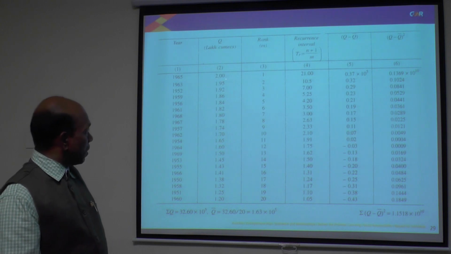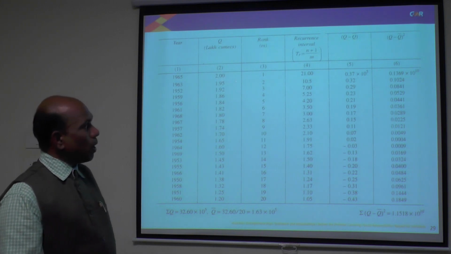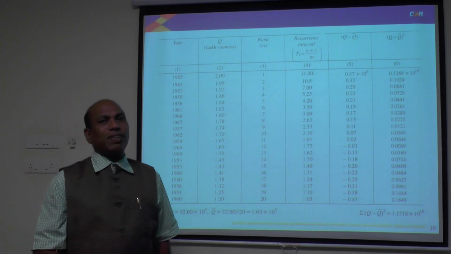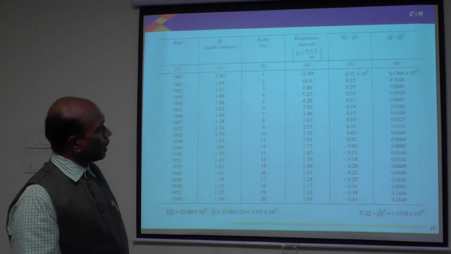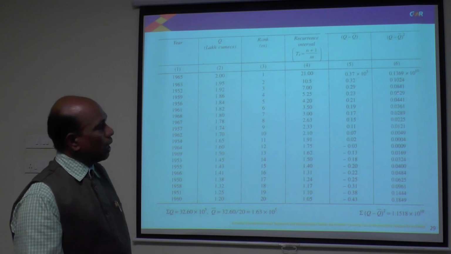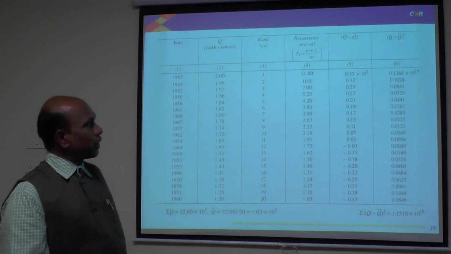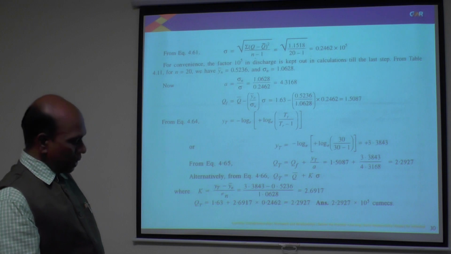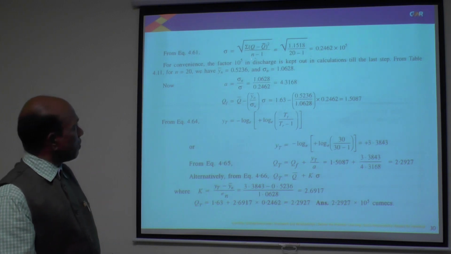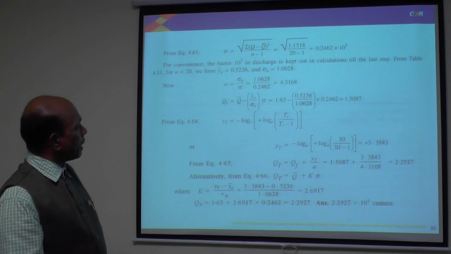This is the Q value. Q bar is equal to the sum of the discharges divided by the number of discharges. Right? So this is Q minus Q bar here, and Q minus Q bar square here, because these two values are used where we determine the standard deviation. Right, here this is the problem. So standard deviation is equal to the square root of sigma (Q minus Q bar) square divided by n minus 1.